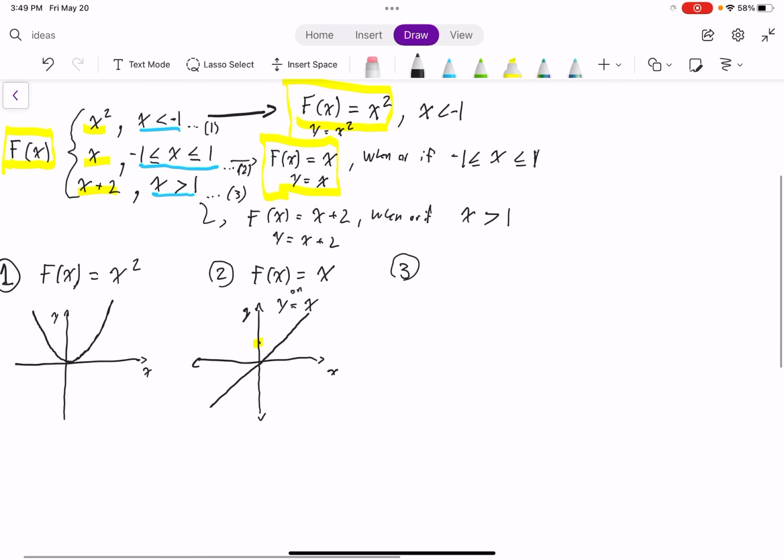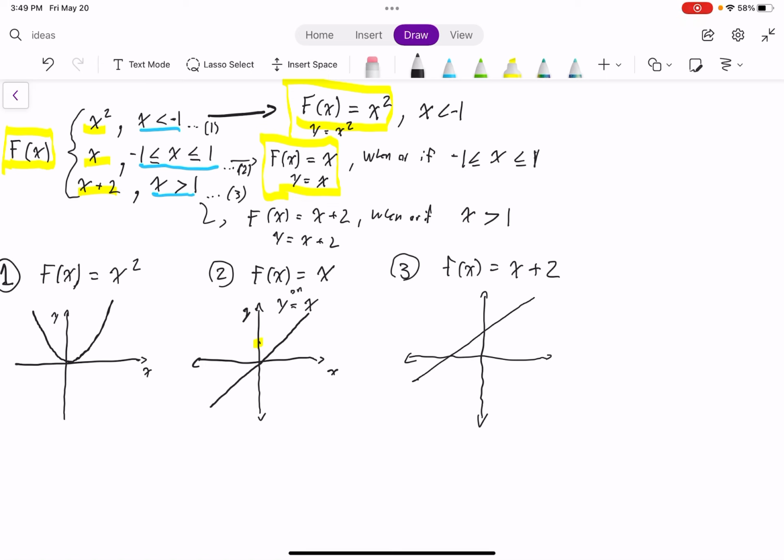Now, the last one, the third one, is f at x equals x plus 2. Now again, this one's pretty simple. This looks like this. Forgot the arrows. This graph here is basically the same as this line, but plus 2.